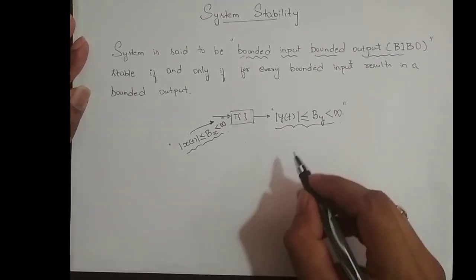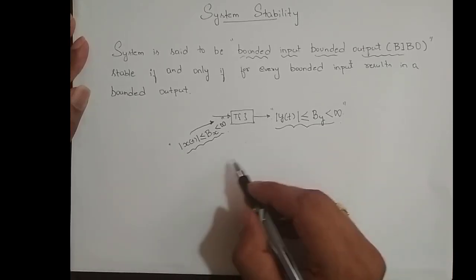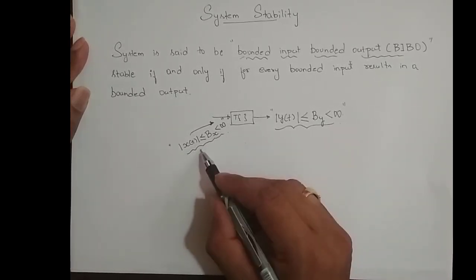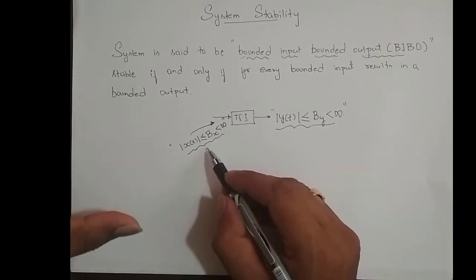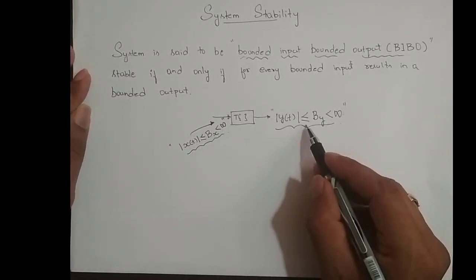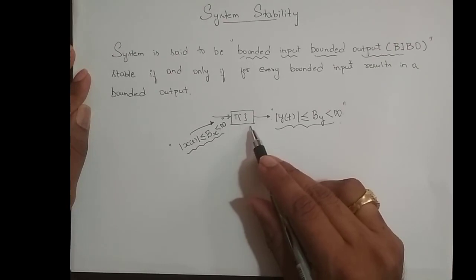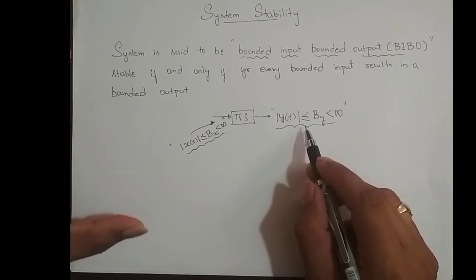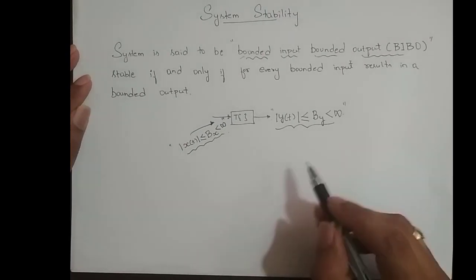I repeat again, a system is said to be stable or bounded input bounded output stable if and only if for every bounded input, when I say bounded input, it is nothing but the amplitude of the input signal should remain finite of some value bx. Okay, so for every bounded input I should get the bounded output. And again, what is bounded output? Amplitude of the output signal from the system should be always finite value of by. Fine.